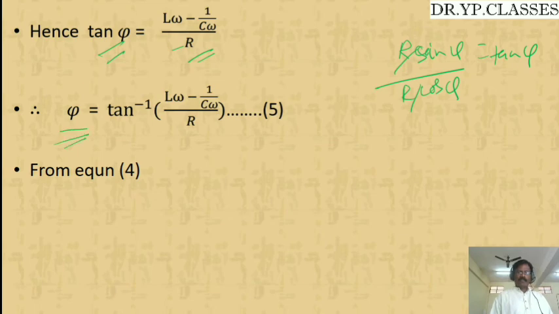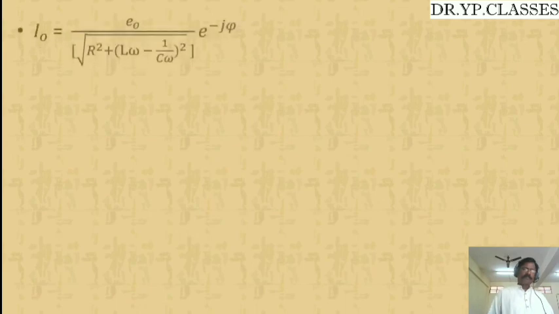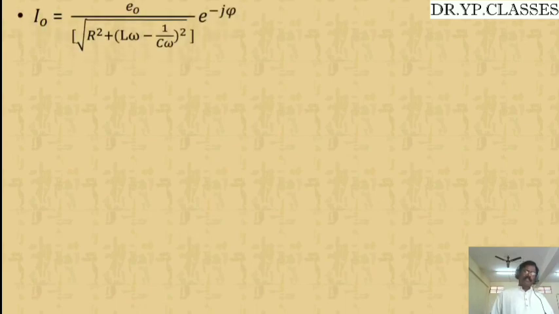This is the phase difference between the current and E, and I. Okay. Then let us find the expression for the current. From the fourth equation, I naught is equal to E naught by R plus J into L omega minus 1 over C omega, which is equal to E naught into R into E to the power of minus J phi. I naught value we know, that is I naught is equal to E naught by square root of R square plus L omega minus 1 over C omega whole square into E to the power of minus J phi.